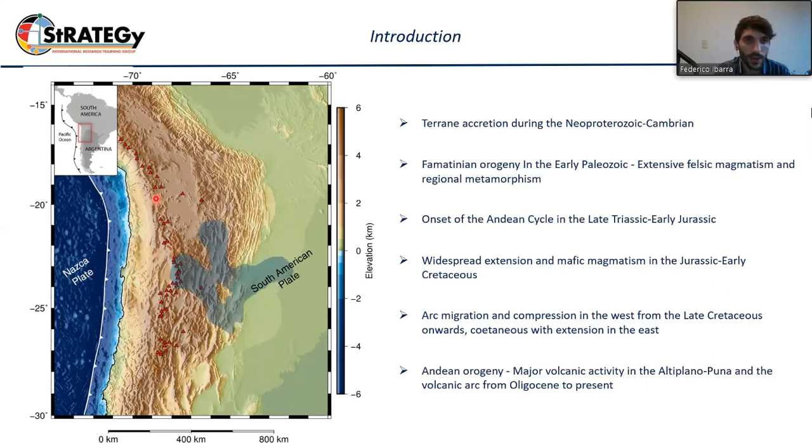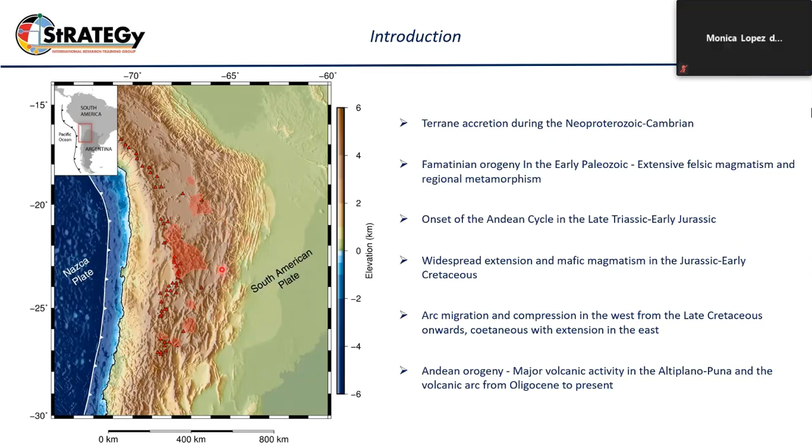Then the arc migrated towards the east in the Cretaceous, and there was onset of compression in the west, coetaneous with the development of the intracontinental Salta Rift in the east. And finally, during the Miocene, there were the main compressive phases of the Andean orogeny and a major magmatic flare-up within the orogen interior.